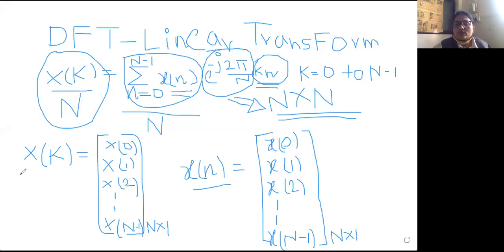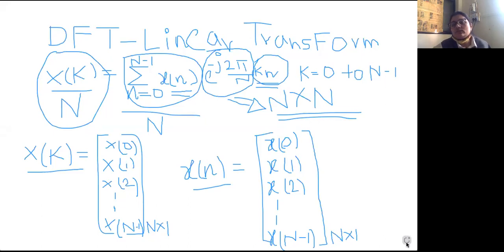This is the output signal, which is nothing but the DFT values. If I am representing it in matrix format, the size of the matrix will be n by 1: n number of rows and only 1 column. Similarly, the input signal x of n has n number of values, which are represented in a single column, with n rows and only 1 column. So the size of this matrix is n by 1.